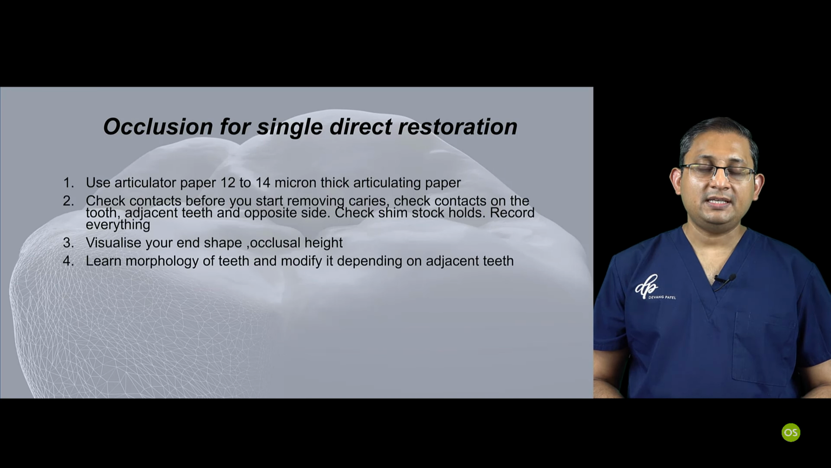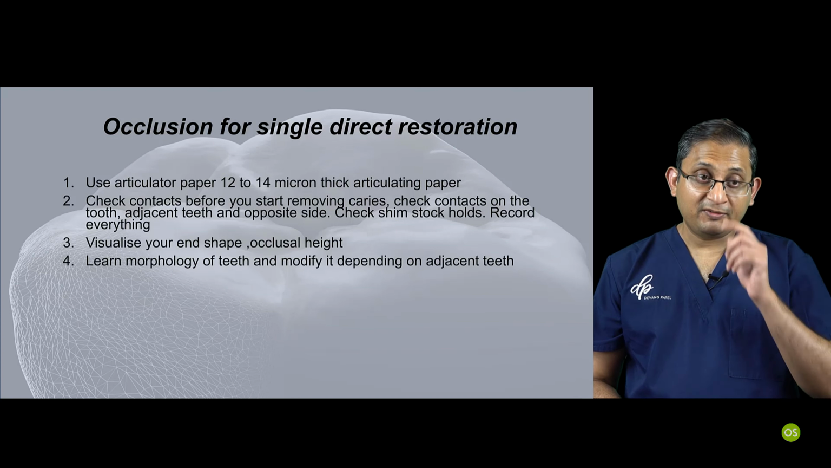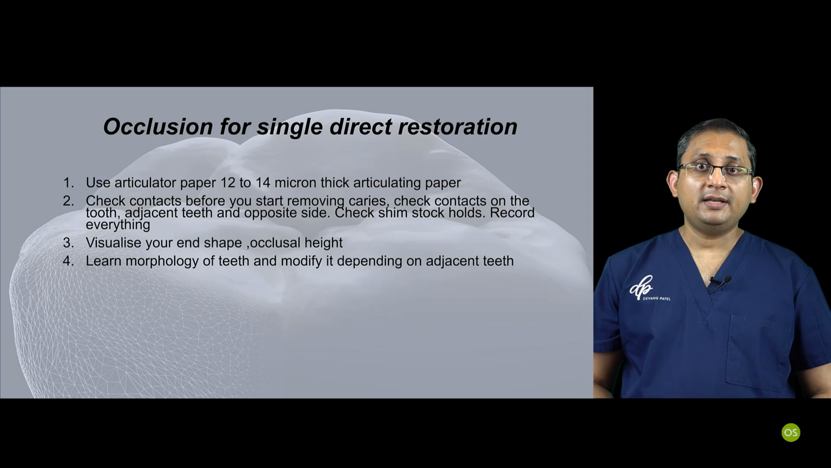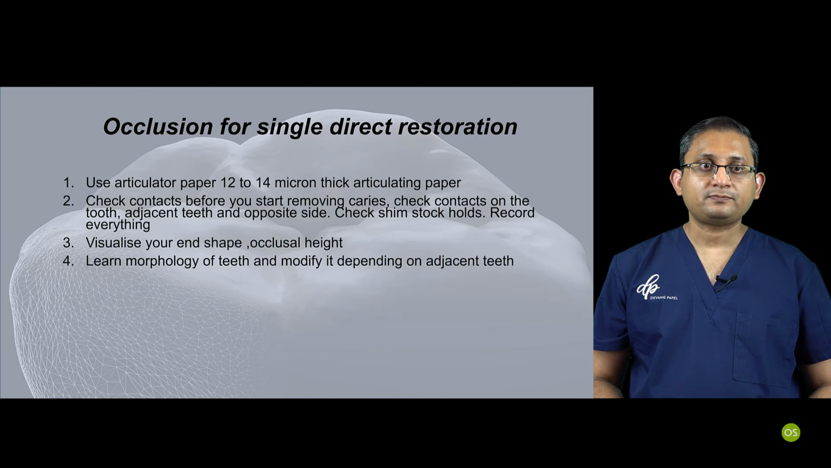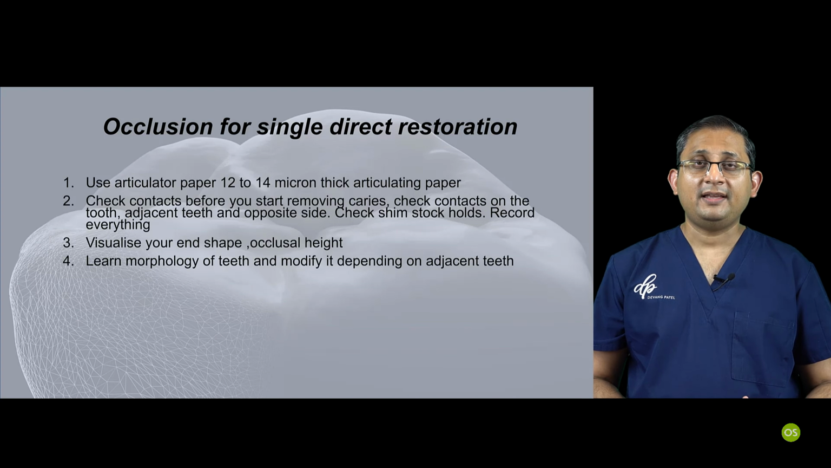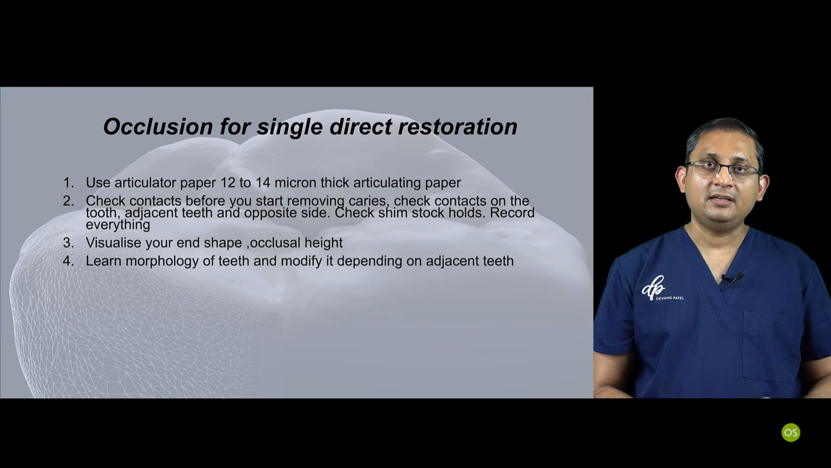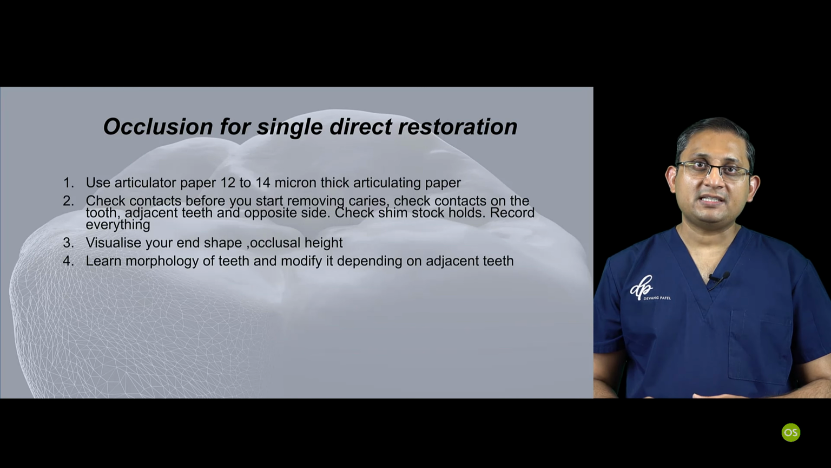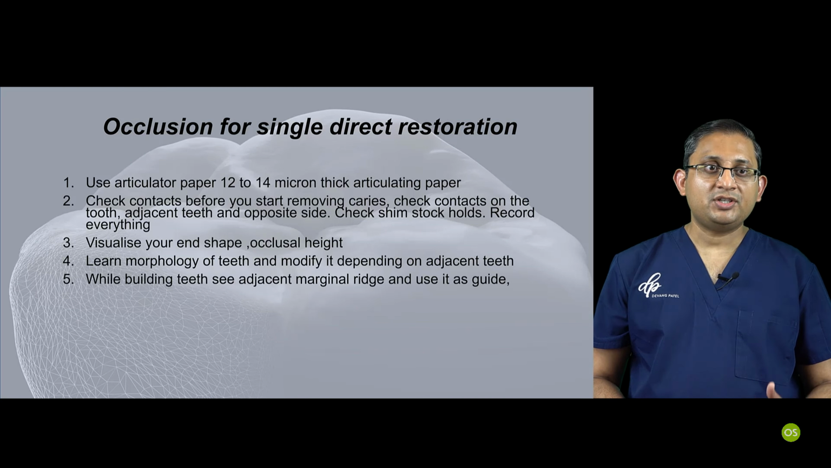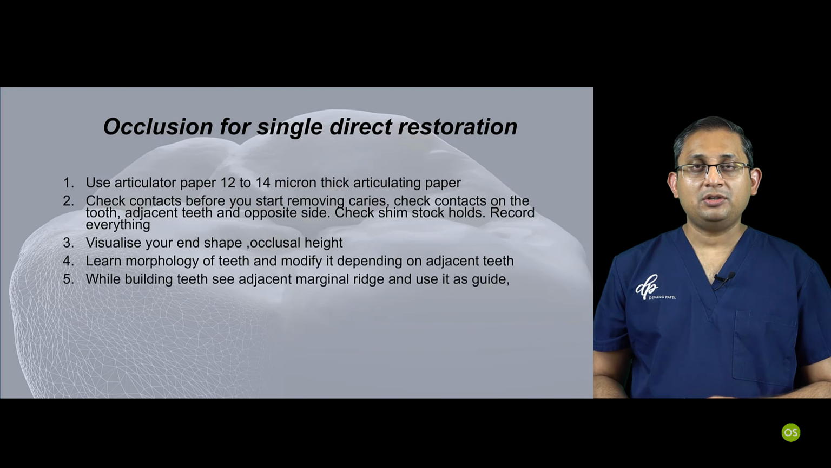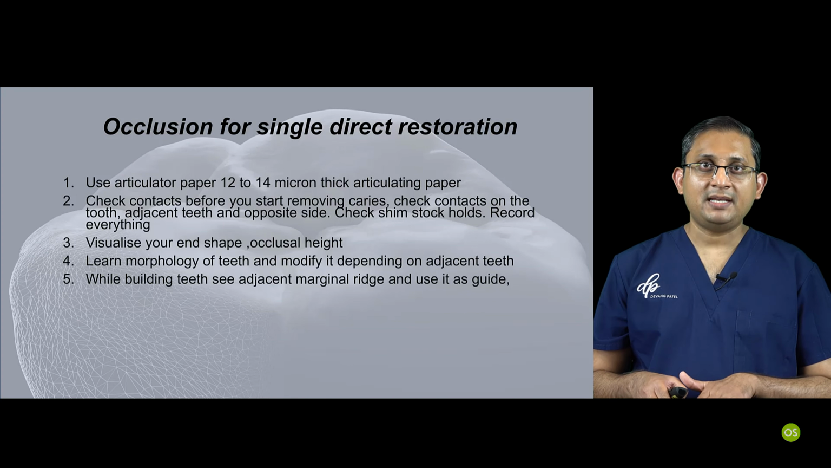Learn the morphology of teeth and modify it depending on the adjacent teeth. With regards to learning about the morphology of the teeth, make sure that you read books, use wax models, and just practice it on the model and see how you can modify anatomy slightly differently in order to fit into existing occlusion. Look at the adjacent teeth and their marginal ridges, because what I've noticed is many times the marginal ridges are the same height.